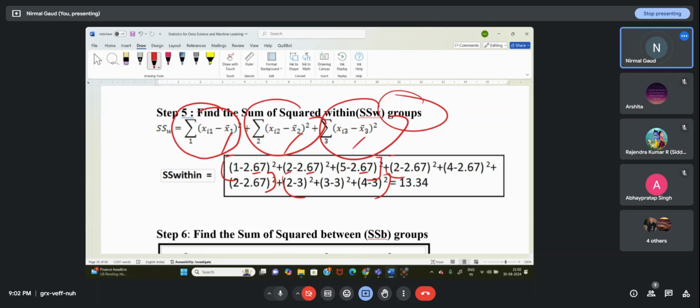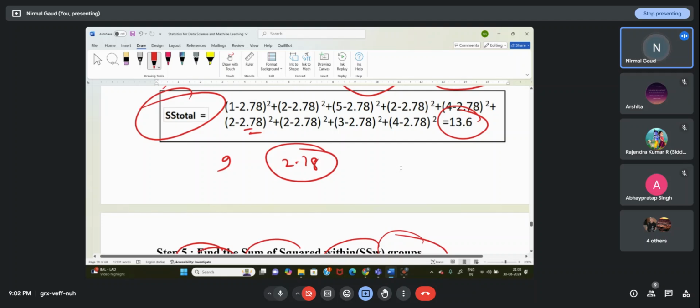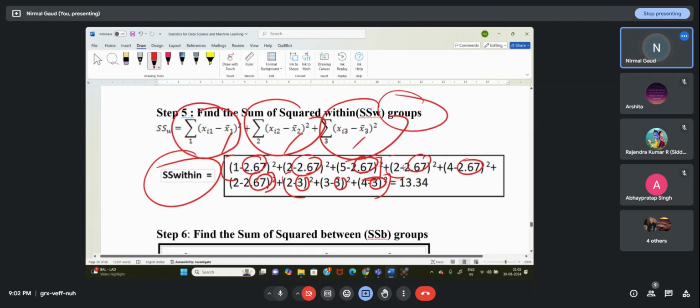So this is the mean for group number 1. This is the mean for group number 2. This is the mean for group number 3. So SS within: first we subtracted the grand mean from everything, that was a different thing, that is SS total. Now you are subtracting the mean of the respective group from the respective value of that group. That is called SS within.